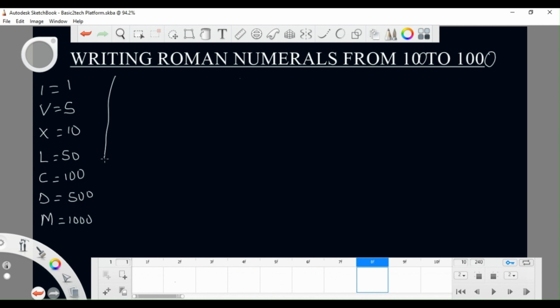So how do we write Roman numerals from 100 to 1,000? So for 100, as you can see right on the symbol, C is 100, so my C is for 100.